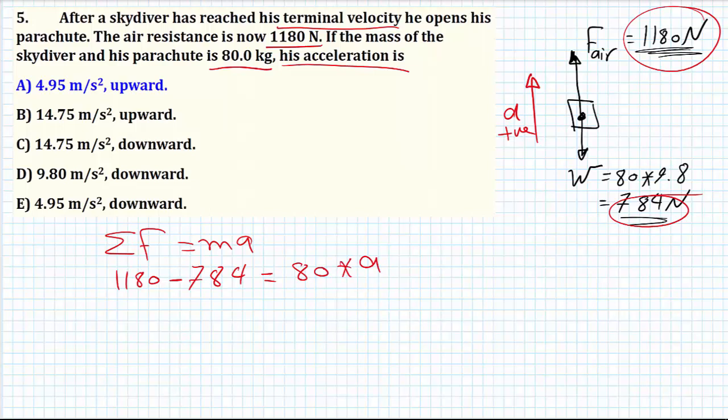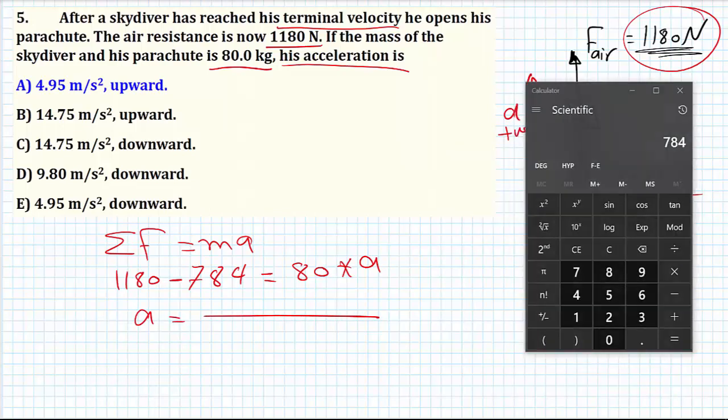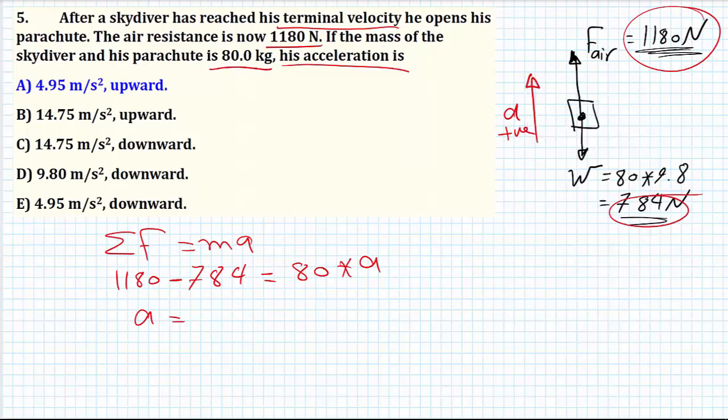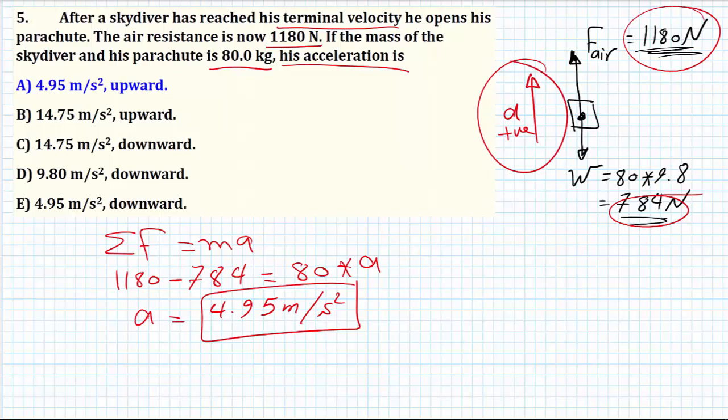And then let's find the value of acceleration. So 1180 minus 784 divided by 80, that's 4.95 meter per second square. So this is the acceleration. As we assumed before, it's upward, so the right answer will be number A. Okay.